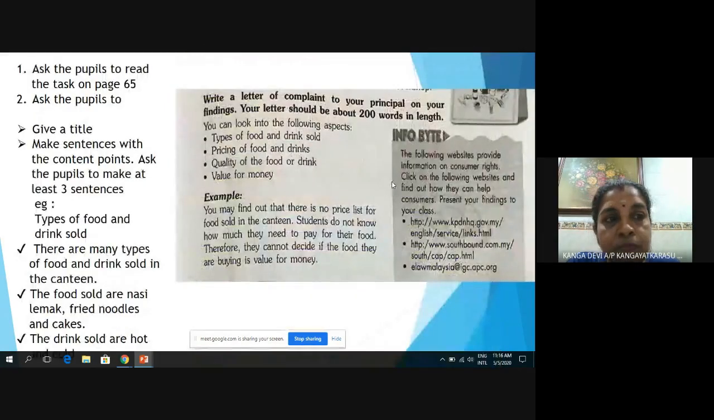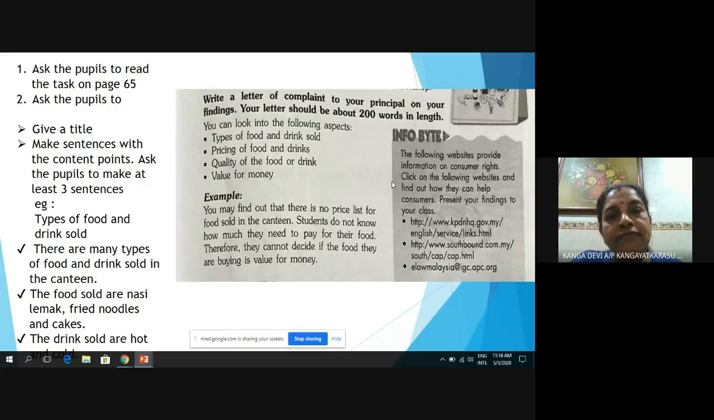Next, Tasha. Okay. This is a task that you'll find on page 65. The question says, write a letter of complaint to your principal on your findings. It says you can look into the following aspects: types of food and drinks sold, pricing of food and drinks, quality of food, value for money. First of all, you get your students to give a title. Probably they might say, complain to principal.